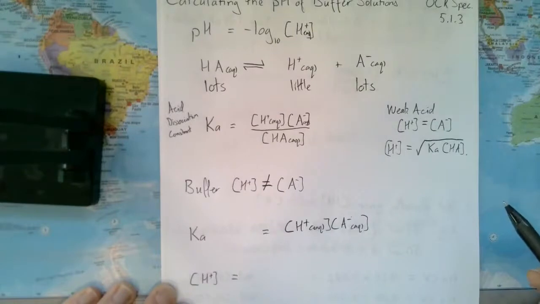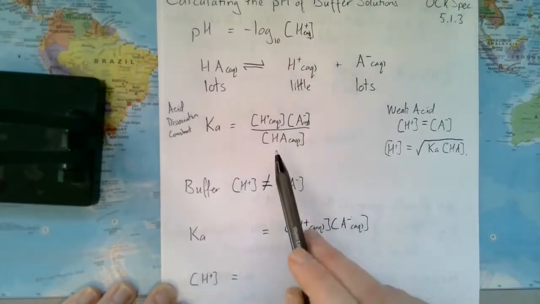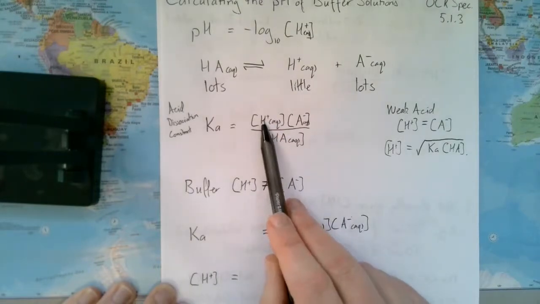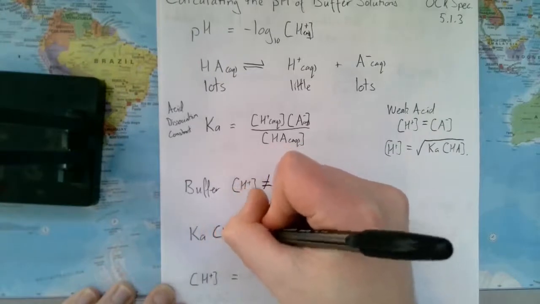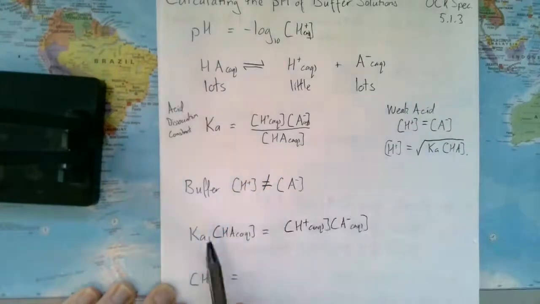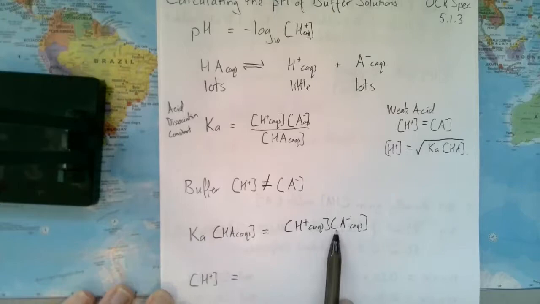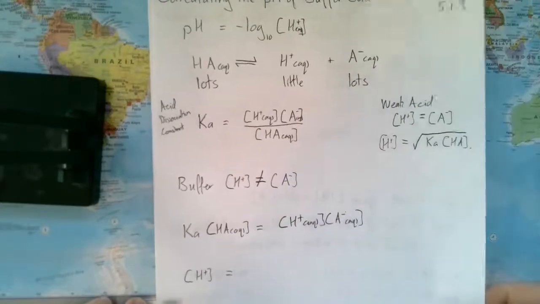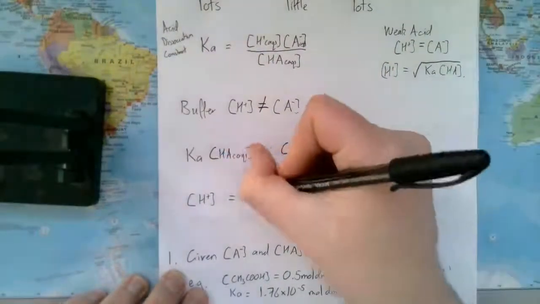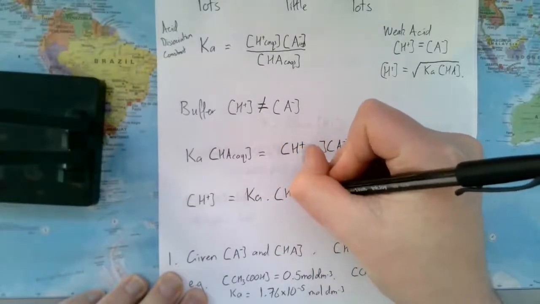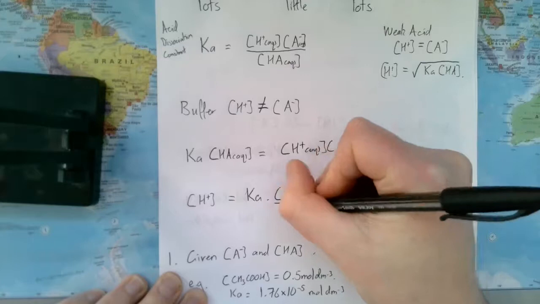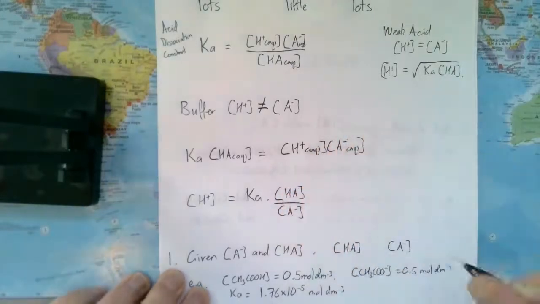If you want to pause and try that yourself now, do so. I'll continue assuming you have paused. So we want to get H+ concentration on its own, so we're going to multiply both sides by the concentration of HA, and then we're going to divide both sides by [A-], so that we get Ka times the concentration of HA divided by the concentration of A-.